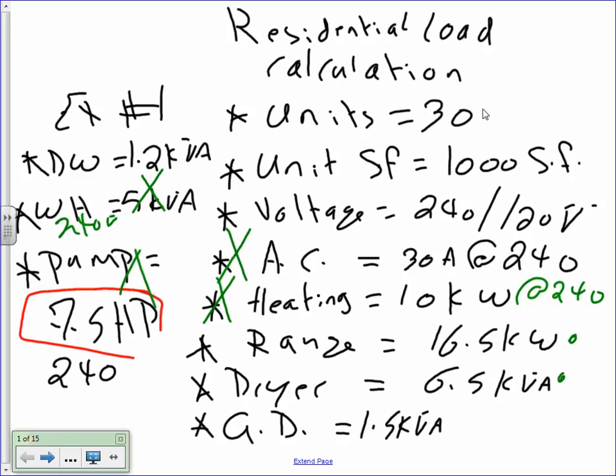Heating of 10 kW, electric heat at 240, range of 16.5 kW, also at 240, and a dryer of 6.5 kVA, your dryer at 240, and a garbage disposal of 1.5. We have a dishwasher 1.2. We have a water heater at 240, 5 kVA, and a pump of 7.5 horsepower.